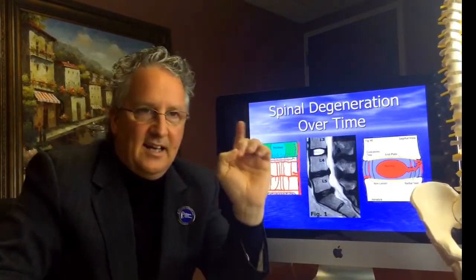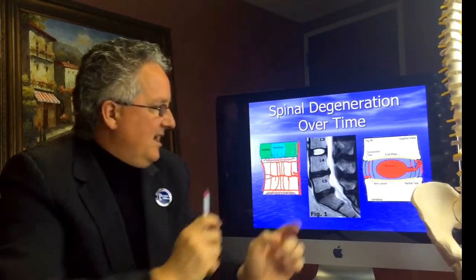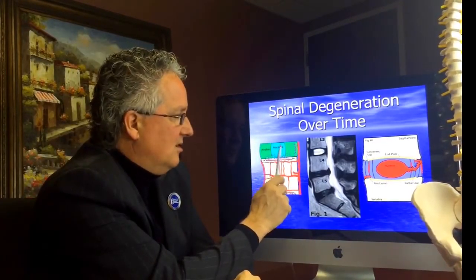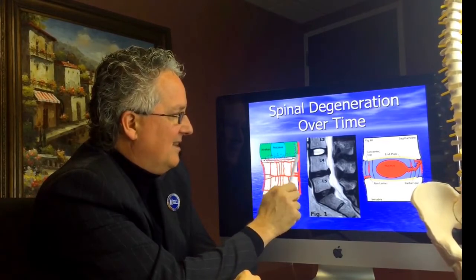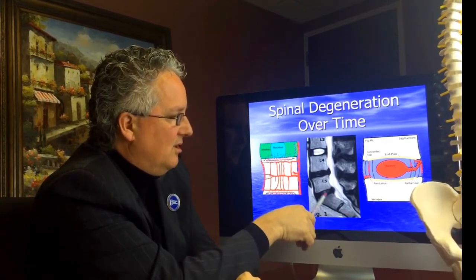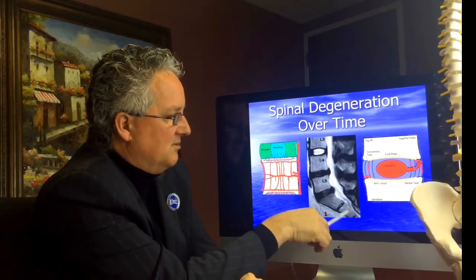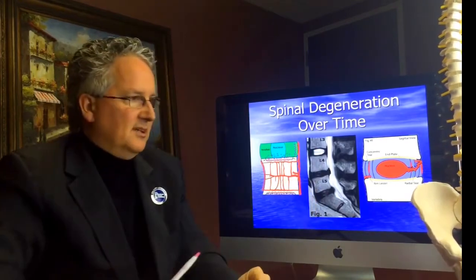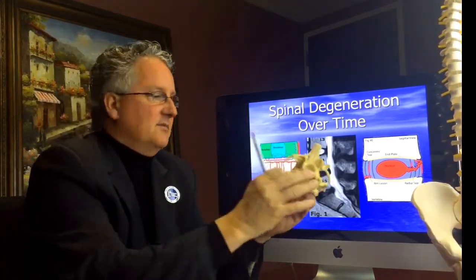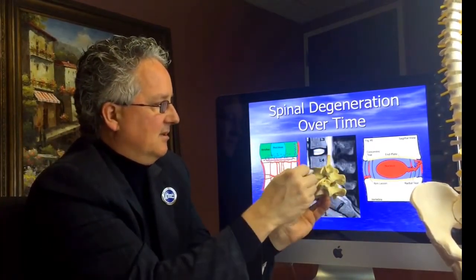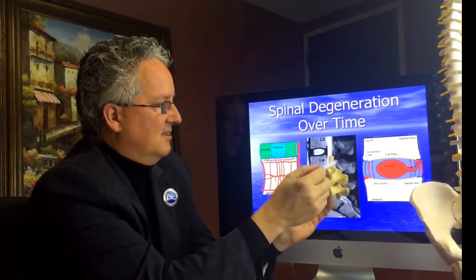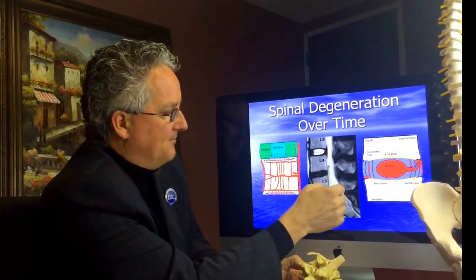Okay? So when you start to lose the fluid inside the nucleus, the vertebrae start to get closer together. Now, you can see that on an MRI. Healthy nucleus with the proper amount of fluid on the T2 sagittal view of an MRI, which is what this is right here, side view. So we're looking at it from the side, one vertebrae on top of the other. Here's the disc, spinal cord's in the back right here.